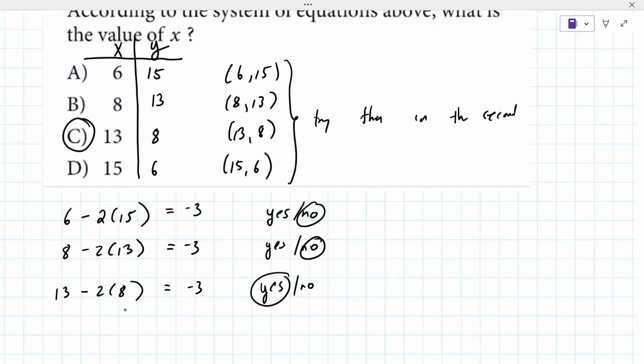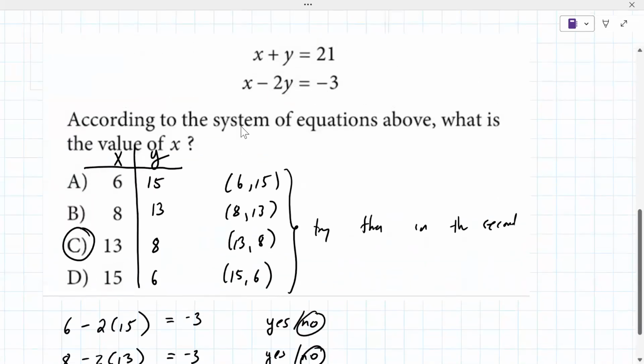So I found that most students prefer to try the answers, which is okay. You're better off trying the answers when you know that you're converging on the right answer, which you are in this case by building this table. All right. So let's look at another example here.